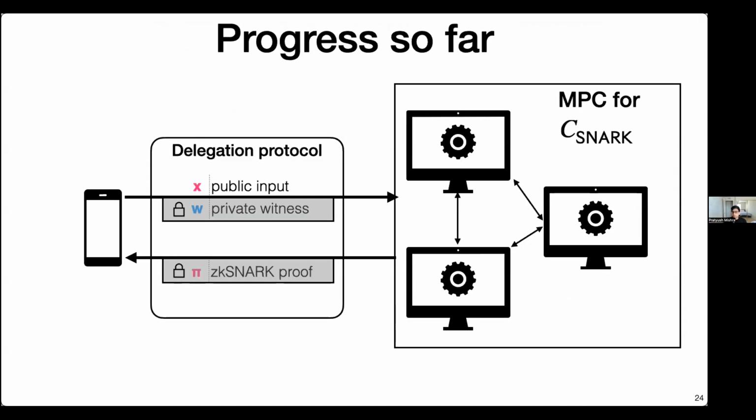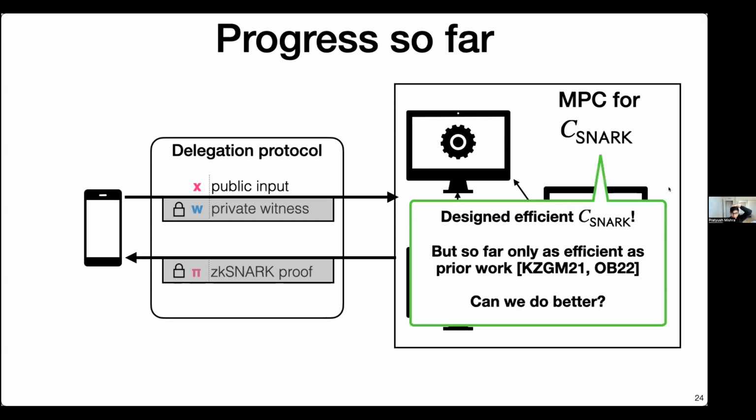Okay, so maybe let's summarize our progress so far. I'll be taking a step back. We had efficient circuits for polynomial IOPs and PC schemes, and I didn't talk about the random oracle stuff, but the idea is that once you have these efficient sub-circuits, it's very easy to stitch them all together and get a circuit for the overall zkSNARK proof. So we get this c-SNARK circuit.